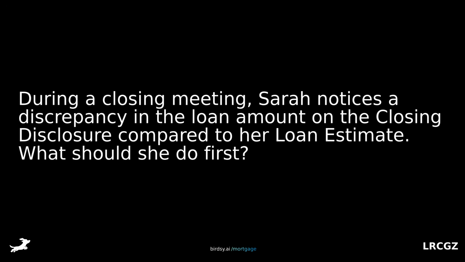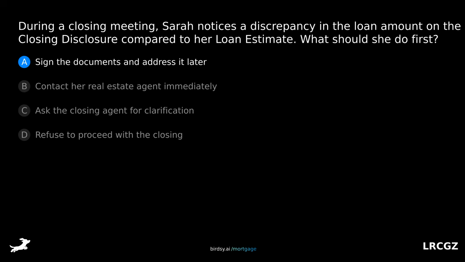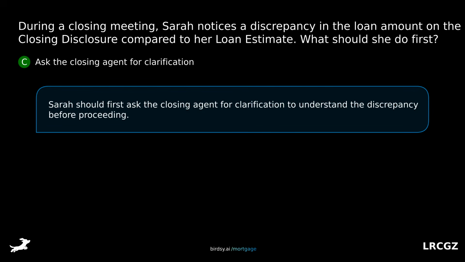During a closing meeting, Sarah notices a discrepancy in the loan amount on the closing disclosure compared to her loan estimate. What should she do first? Is it A, sign the documents and address it later, B, contact her real estate agent immediately, C, ask the closing agent for clarification, or D, refuse to proceed with the closing? The answer is C, ask the closing agent for clarification. Sarah should first ask the closing agent for clarification to understand the discrepancy before proceeding.